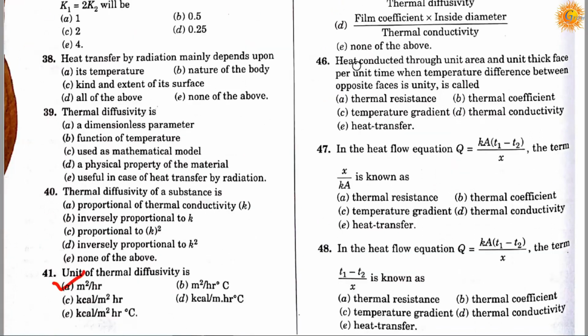Question number 46. Heat conducted through unit area and unit thick face per unit time when temperature difference between opposite faces is unity is called option A, thermal resistance. Option B, thermal coefficient. Option C, temperature gradient. Option D, thermal conductivity. Option E, heat transfer. Correct answer is D. It's because thermal conductivity.